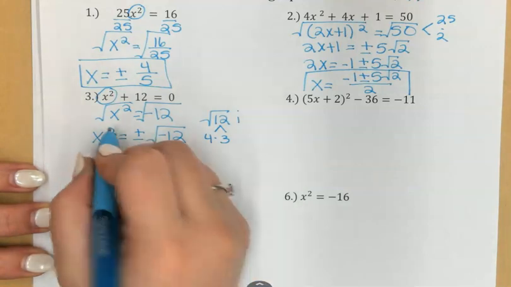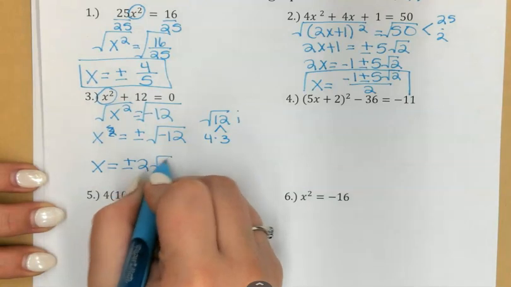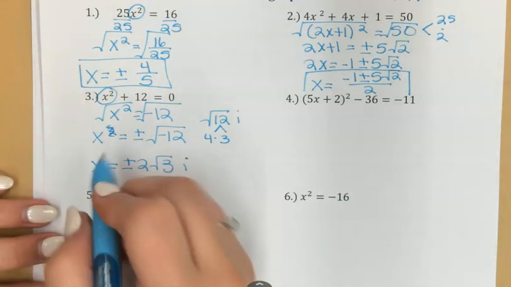So the square is gone now. So x is equal to plus or minus 2 square root of 3i, and the i is outside of your radical.